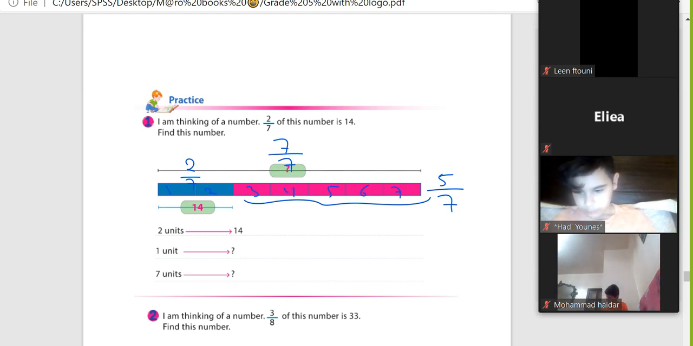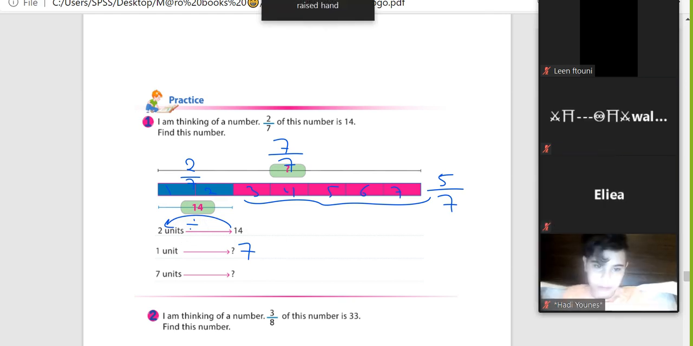When the number is less, is smallest, عم يصغر, عم يعمل decrease, يعني أنا عم بعمل divide. لما يكبر, increase, يعني I am multiplying. So now, the two is 14, the one? Seven. Because I will make 14 divide 2.